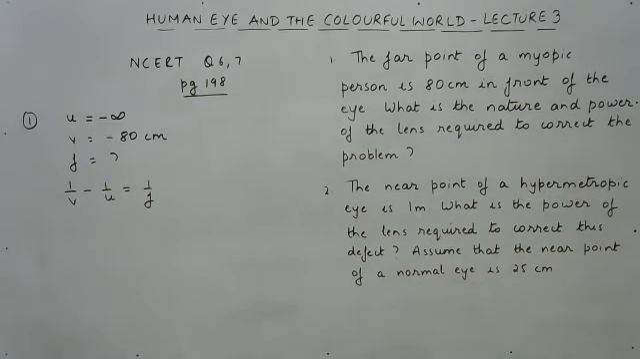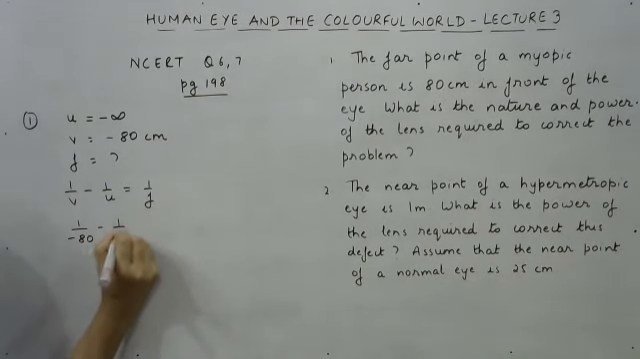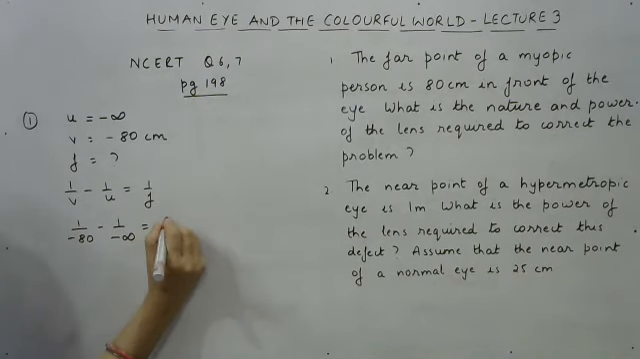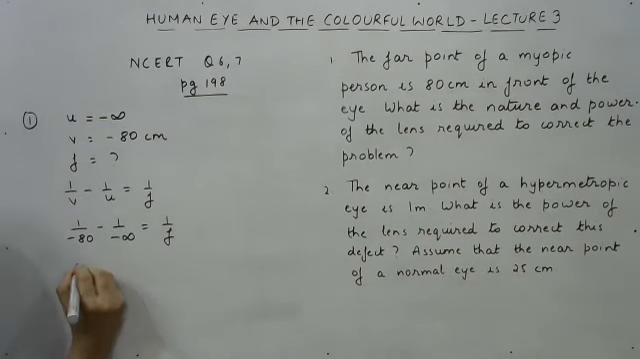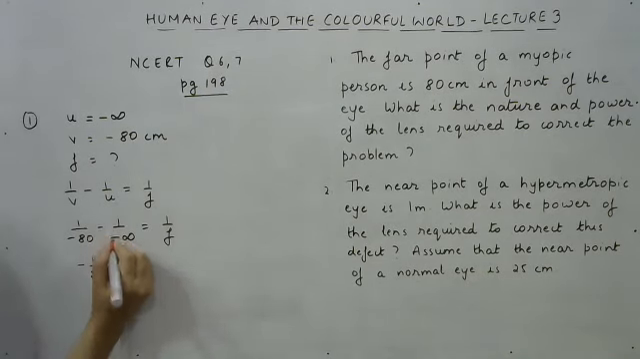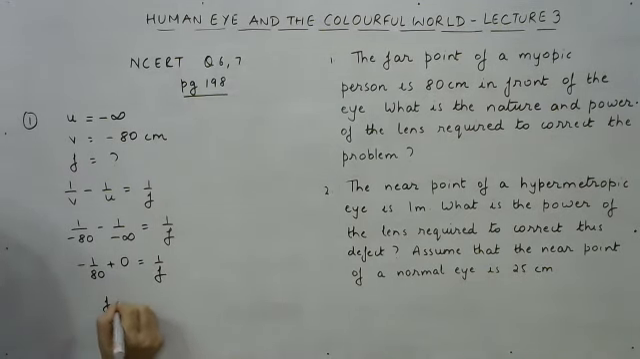Now we will be substituting the values in this formula. 1 upon minus 80 minus 1 upon minus infinity is 1 upon f. Now what will be the value of 1 upon infinity? Infinity is something which is very huge, so if we are dividing 1 by a very big number, our answer will be somewhere around 0.0000 something. So we can ignore this term and consider it to be 0. So this becomes minus 1 upon 80 plus 0 is 1 by f. And from here we get the value of f equal to minus 80 centimeters.